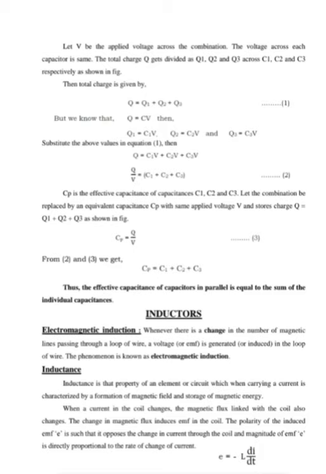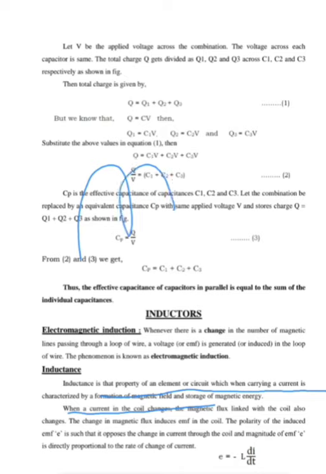Inductance is a property of an element or a circuit which, when carrying a current, is characterized by the formation of electric field and storage of magnetic energy. I mean to say, we have seen resistors and capacitors. Each material will be having its own property. So inductance means a coil, a loop of wire, which is having a property which, when carrying a current, is characterized by a formation of magnetic field.